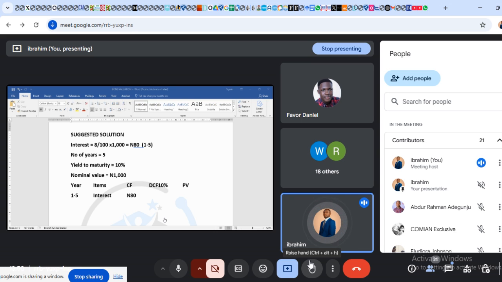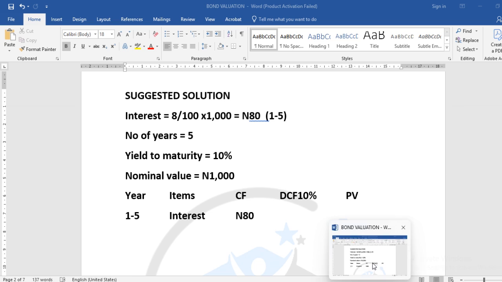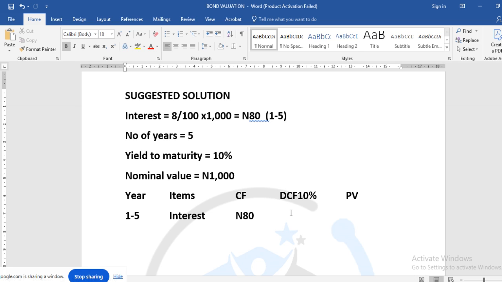Do we have anyone that does not know how to calculate annuity? If you don't know, you better talk. So what do we have? What is the annuity? 3.79. What is the value? 303. What do we have next?